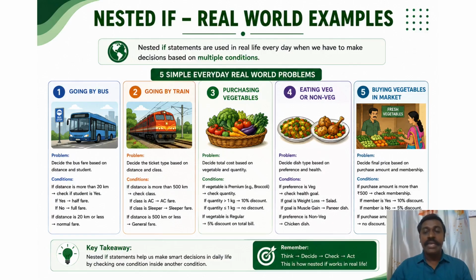Like that, we have another four problems: going by train, purchasing vegetables, eating vegetarian or non-vegetarian food, and buying vegetables in the market. So here we have 5 programs. Try them and become familiar with the control structures if, else if, and nested if. Thank you.